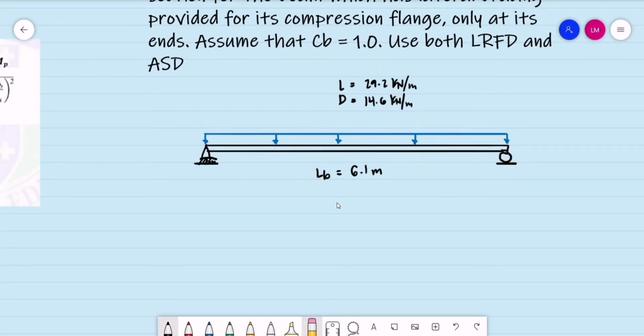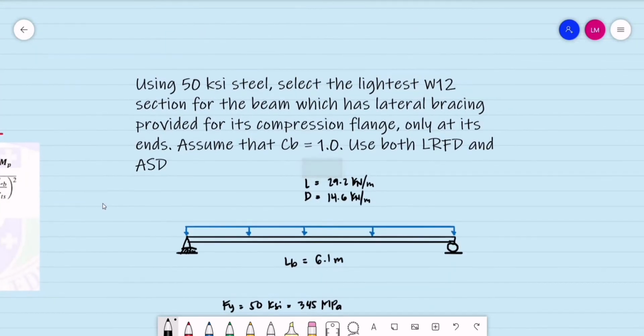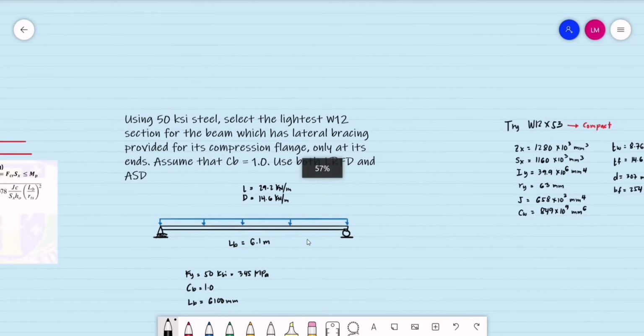So for its properties, we have Fy equal to 50 KSI, or approximately 345 megapascals, multiplying by 6.895 MPa. Then we have its value of C sub B equal to 1.0. Its unbraced length, the L sub B, is 6.1 meters or 6,100 millimeters.